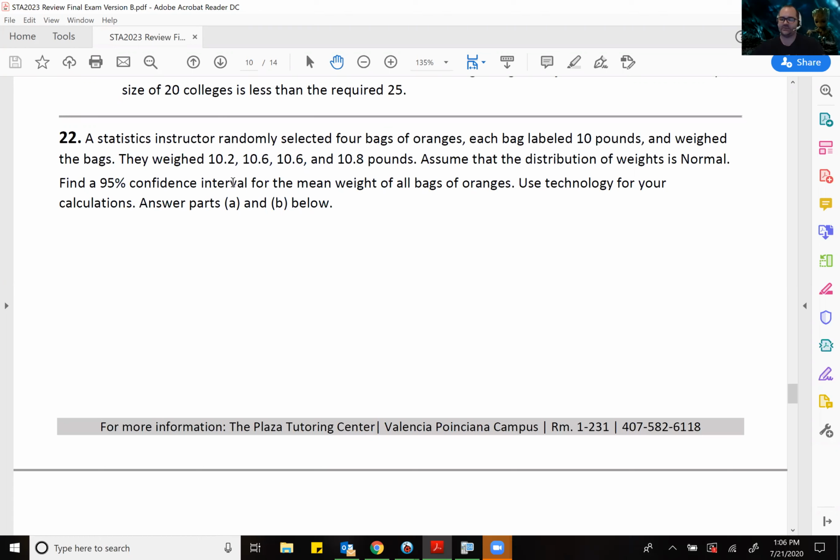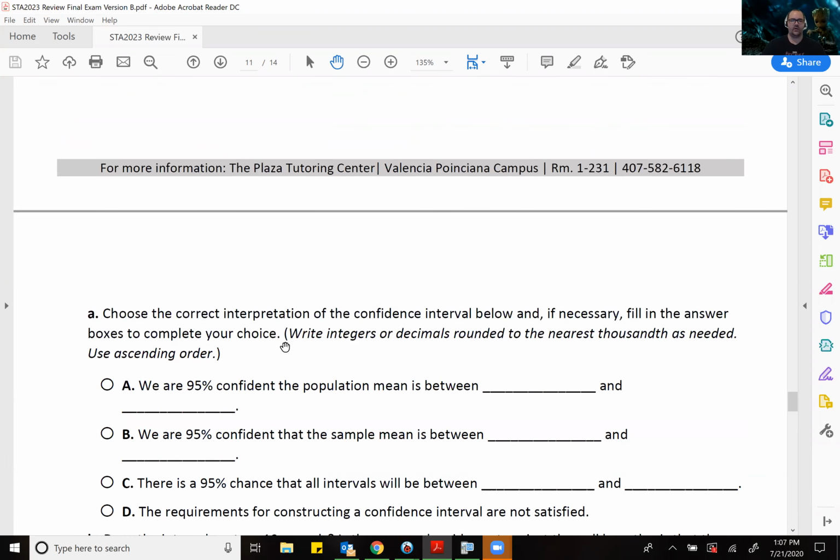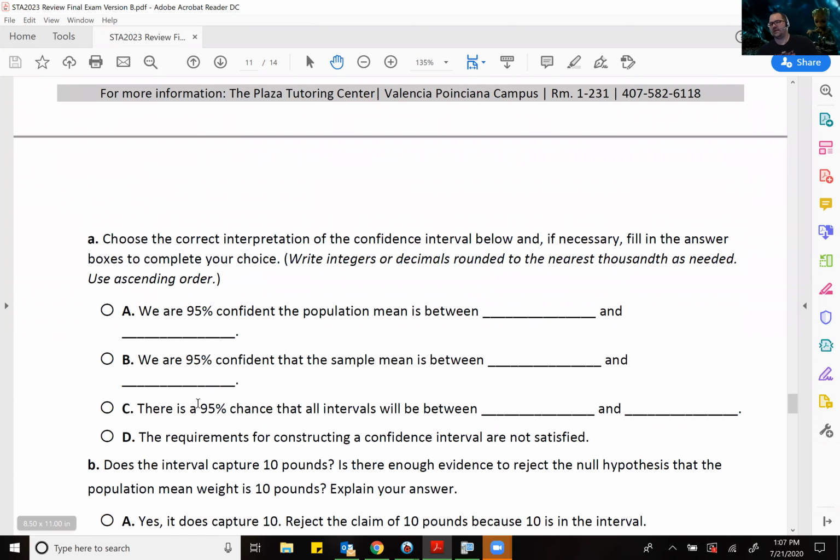They weighed 10.2, 10.6, 10.6, and 10.8. Assume the distribution is normal, so that's great. Find a 95% confidence interval for the mean weight of all bags of oranges. Use technology to help you with your calculations. So we're going to do that here in a second. Again, it's kind of like what we just did back in number 21. We're going to select a statement with our confidence interval in it.